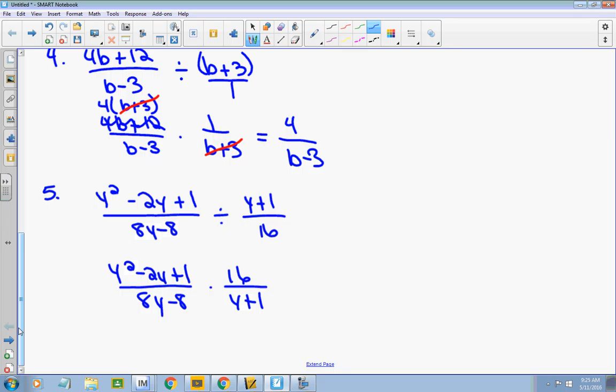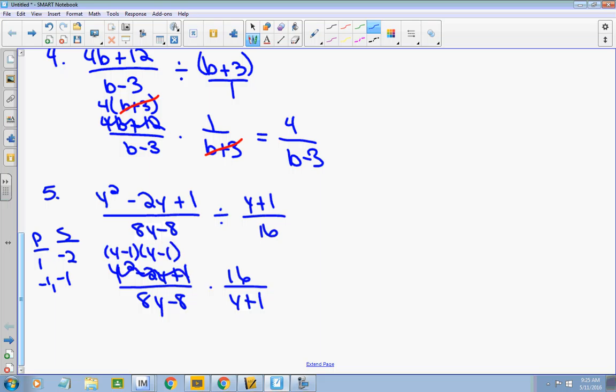All right. So, what do I need to do in this first numerator? I need to do product and sum. Okay, my product is 1, my sum is negative 2. What multiplies together to give me 1 and adds together to give me negative 2? Negative 1 and negative 1. So this factors into y minus 1 times y minus 1.